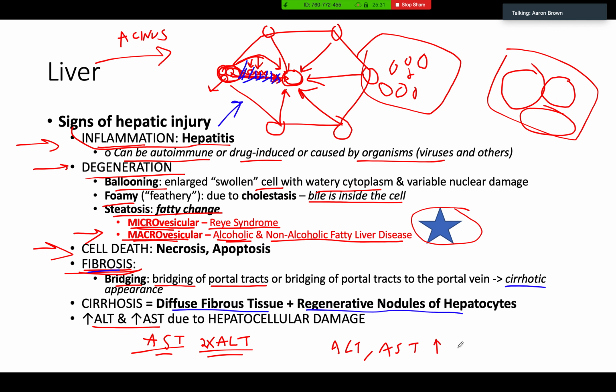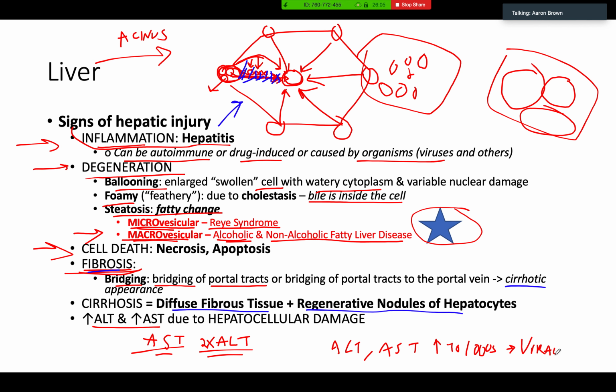Okay? Now, if the AST and ALT are both increased into the thousands, I'm talking 1,500, 2,500, 4,000, 8,000. If they're anywhere in the thousands, think about viral hepatitis. Okay, here we're having a virus that's really busting open these hepatocytes, and those hepatocytes are releasing everything inside.